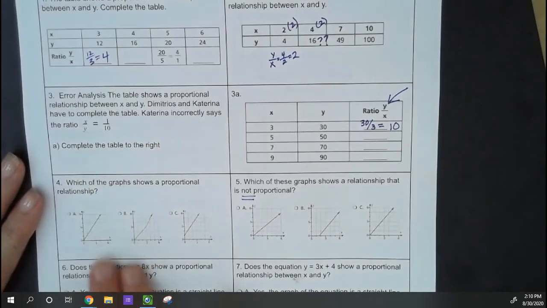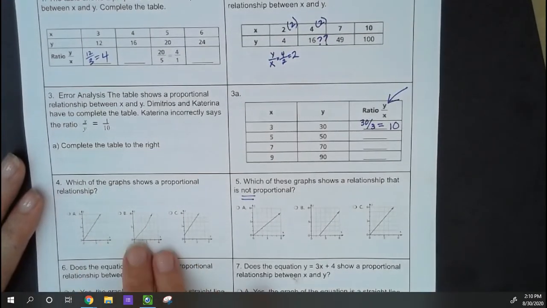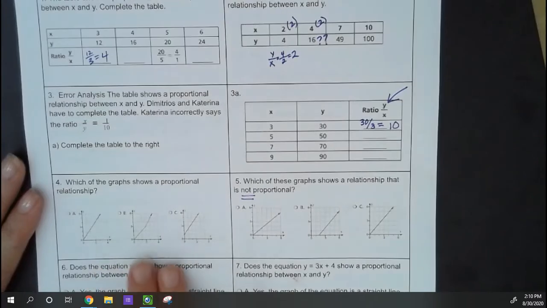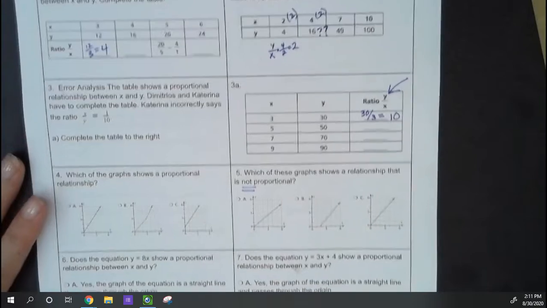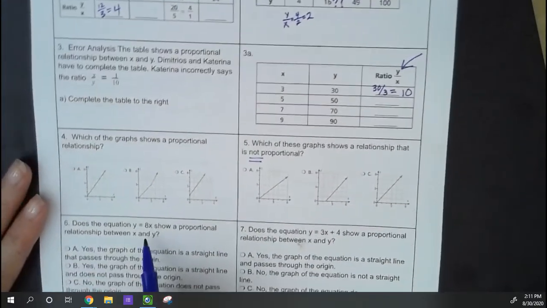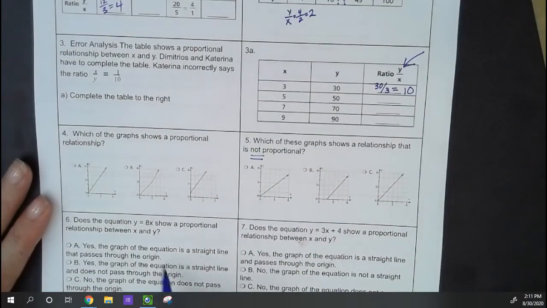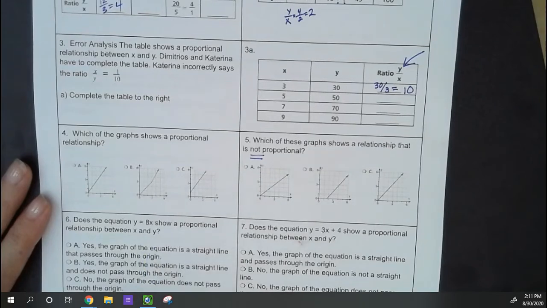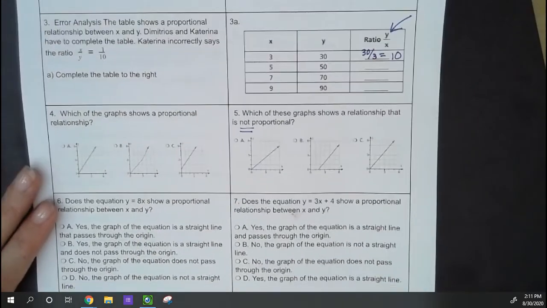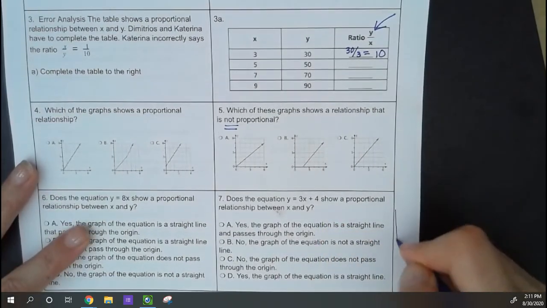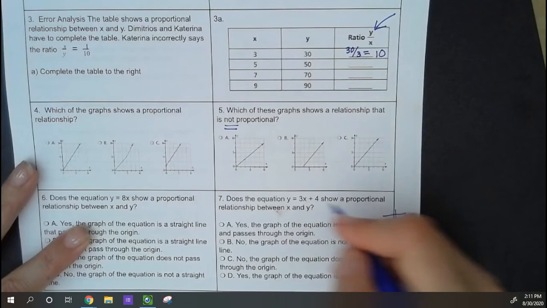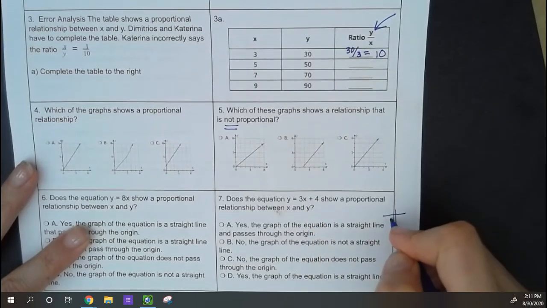On this one, you're looking for which one is proportional. Look back at your notes. You're looking for something that's straight and goes to the origin. This one, you're looking for something that's not proportional. Here, you're looking at the equation and you're looking for something that only has multiplication, because if it only has multiplication, it'll be straight and go through the origin. Unlike something that has addition in it. If something has addition in it, it won't go through the origin. It still may be straight, but it won't go through 0, 0.